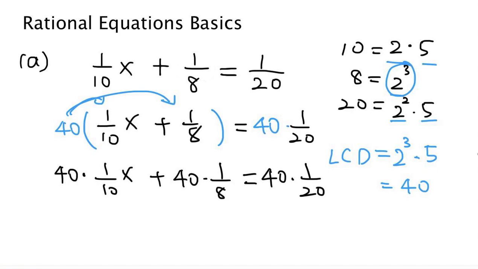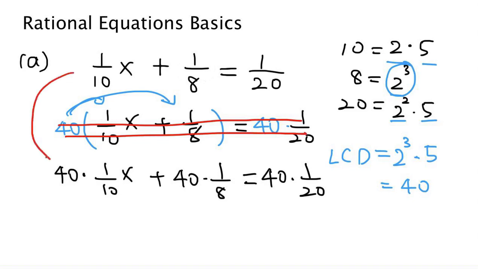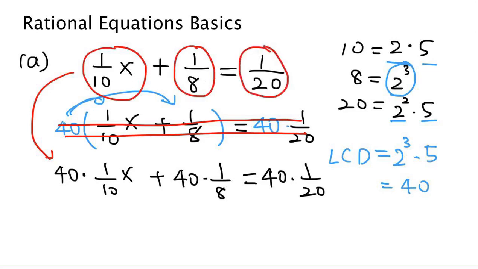In fact, we could have skipped this distribution process. We could go straight from the equation to this line. Basically in this equation we have two terms on the left-hand side and one term on the right-hand side. If you just multiply each term by this number 40, then we get this line.